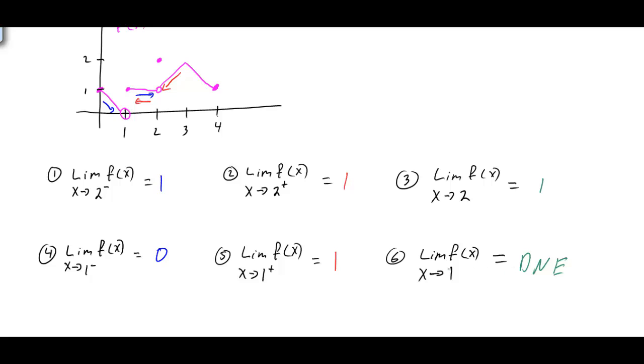So you need to keep that in mind. In order for your limit to exist as you approach a number from both sides, you have to approach the same number from the left and the same number from the right.